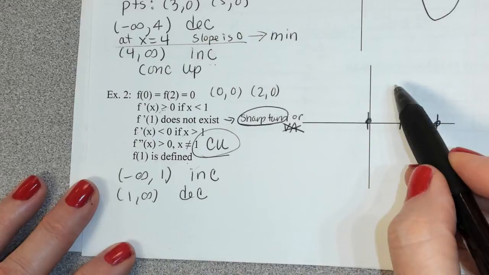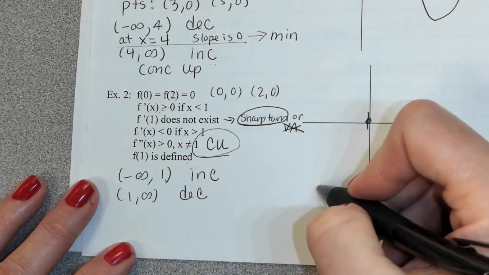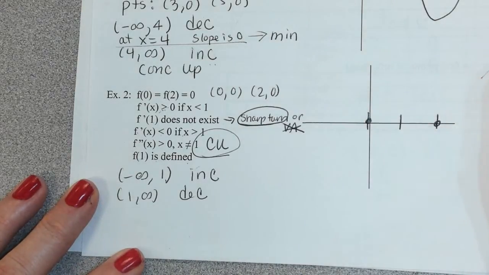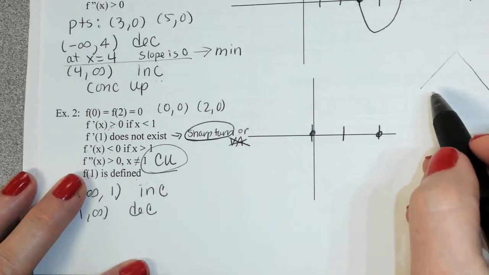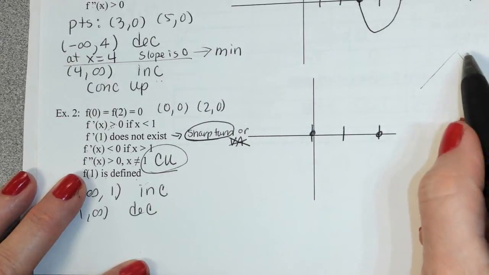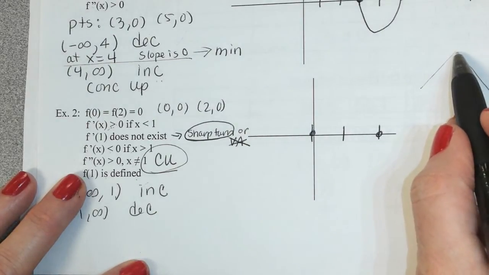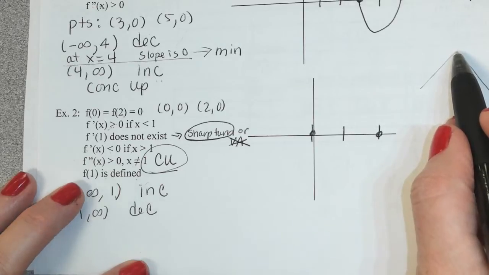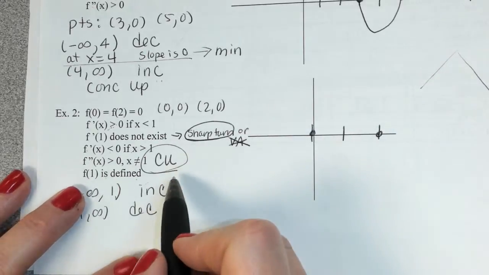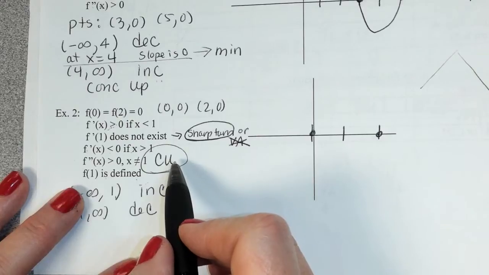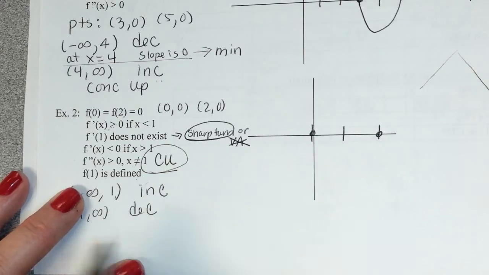Again, it has to go increase to decrease. Could it be this absolute value function like that? That goes increase to decrease, and it has a sharp turn. You kind of think, oh, maybe it's that then. But is it concave up? No. So what's the only other option then?